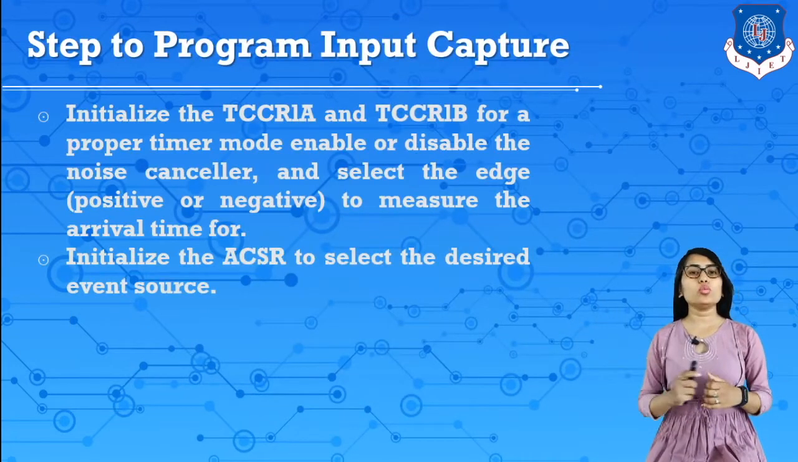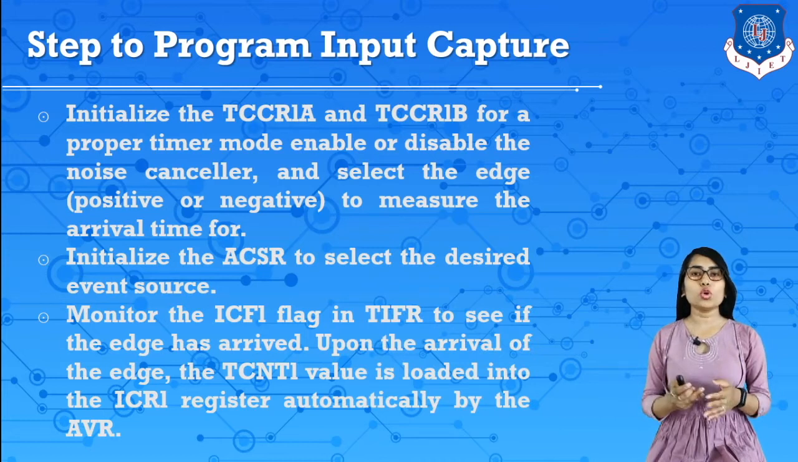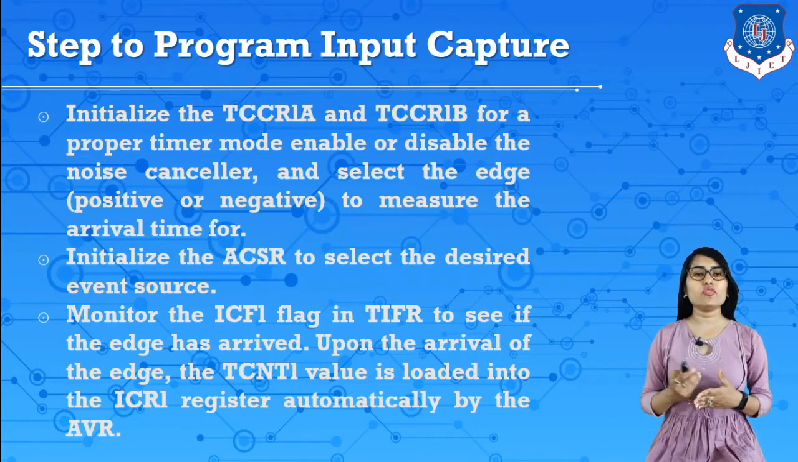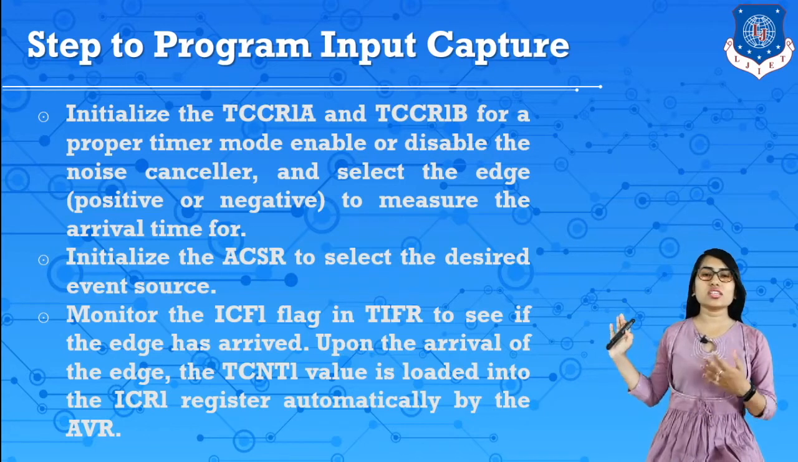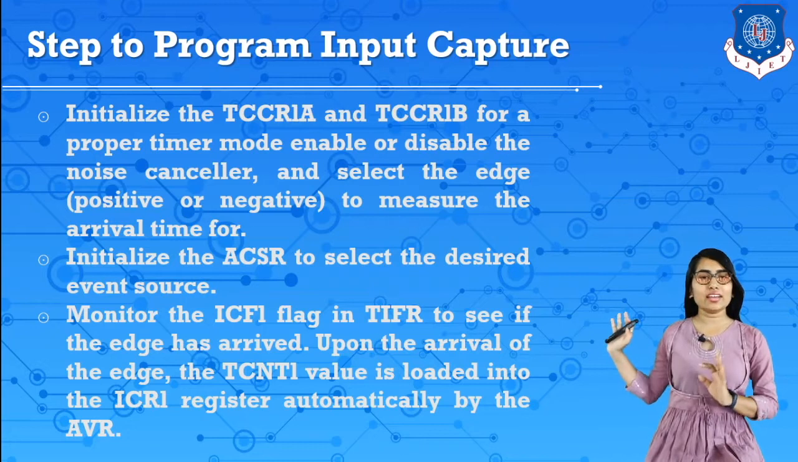So, the steps to program input capture. First, initialize TCCR1A and TCCR1B for the proper timer mode. Enable or disable the noise canceller and select the positive or negative edge to measure the arrival time. Initialize ACSR to select the desired event source. This register is basically used to select the desired event source.